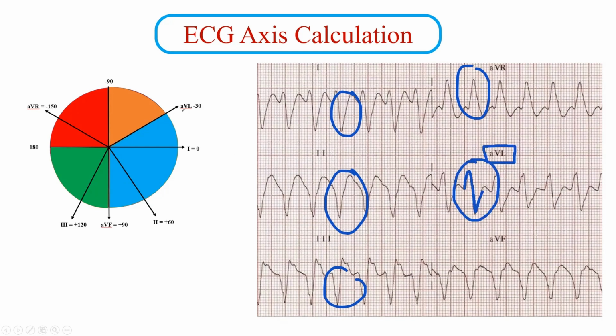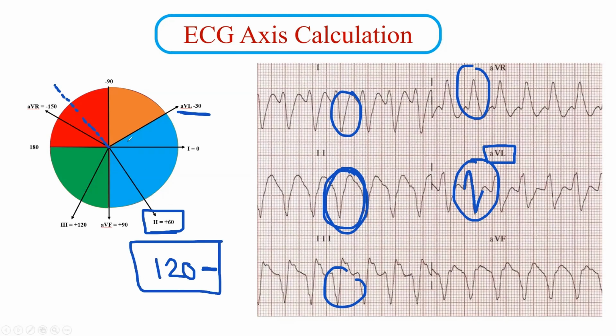Okay, what is perpendicular to AVL? It is lead 2. Okay, lead 2 here is negative, meaning it's not 60. It should be here, the continuation of lead 2. So what we do, we forget about the sign, and we complete the 60 to 180, which is 120, and we change the sign to negative. So the axis is negative 120, which is the extreme axis deviation.